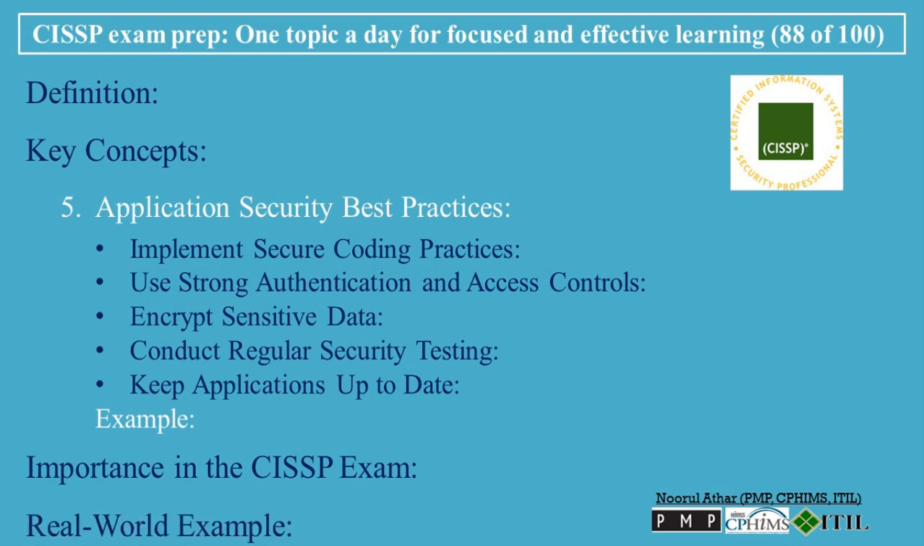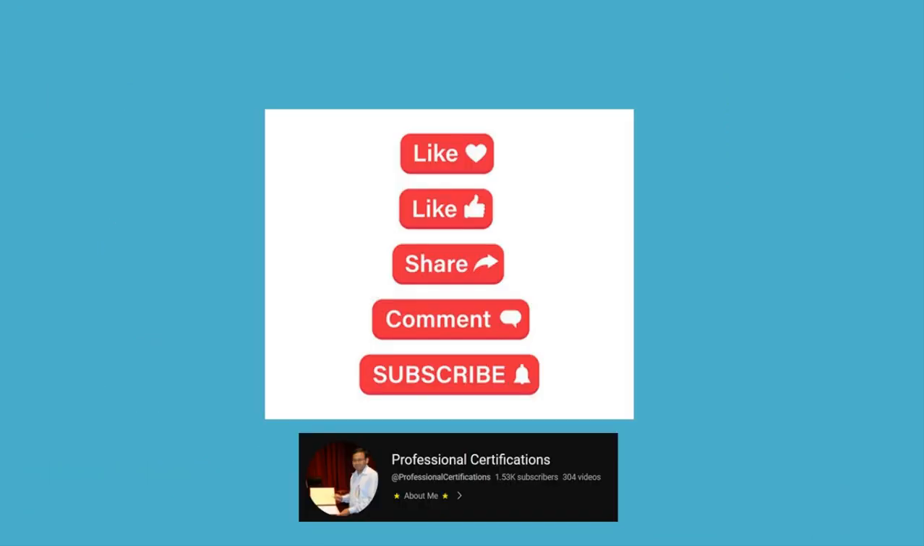Real-world example: a financial services company integrates application security into its development process by using secure coding practices, regular security testing, and encryption to protect sensitive financial data. The company conducts static and dynamic application security testing to identify and address vulnerabilities before deploying its online banking platform.